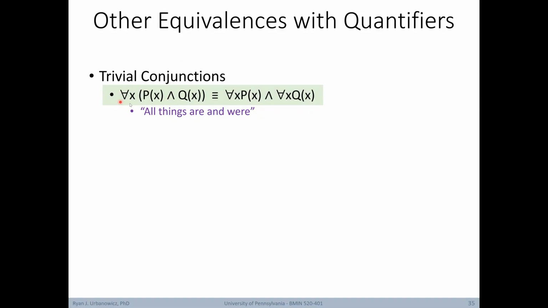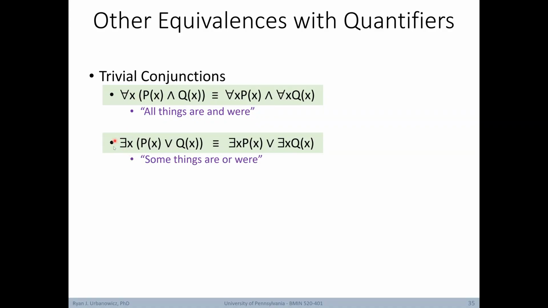In this first example, we have a universal quantifier with a conjunction between two predicates on the inside. This is equivalent to applying the universal quantifier independently on either side of the conjunction. This phrase could translate to all things are and were.